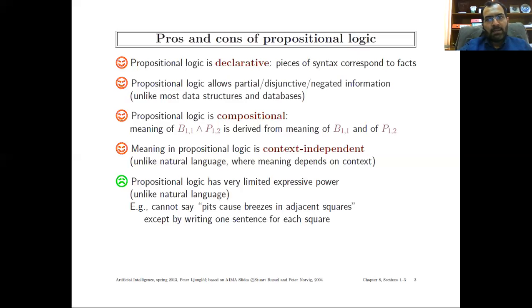Suppose in the Wumpus world problem, you can say that there is a pit in 1-1. Yes, you can say this. Or you can say that a breeze in 1-1 caused a pit in 1-2. Yes, you can say this, but you cannot say that a pit causes breezes in adjacent squares. Why? Because it is a generalized statement. So in the case of generalized statements, propositional logic has that deficiency and cannot describe that thing.